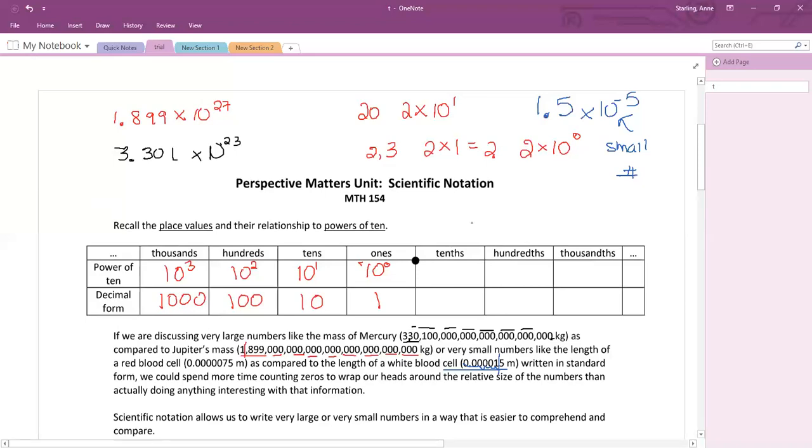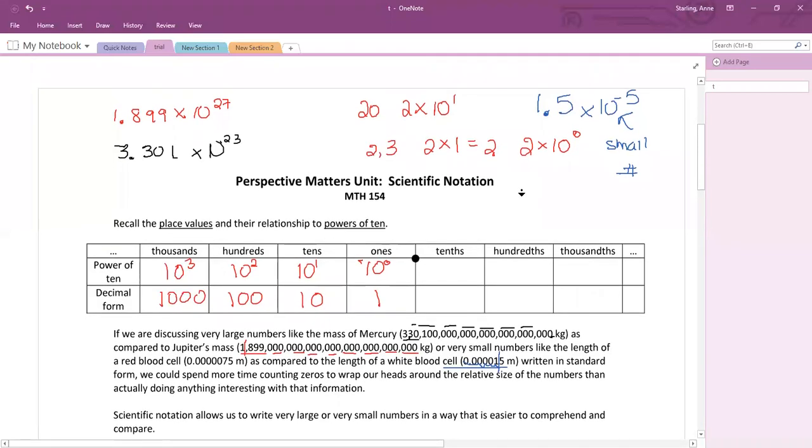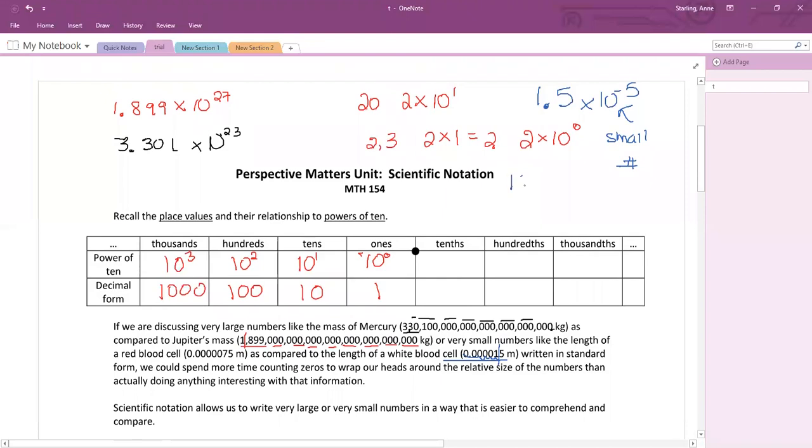So to do that, if I have 10 to the negative 1, that's the same as 1 over 10, or 0.1. So that's saying multiply your number, like a 2, times 0.1, which moves the decimal over 1. So if I want to represent a tenths place, I do a negative 1, which moves it over 1 spot.